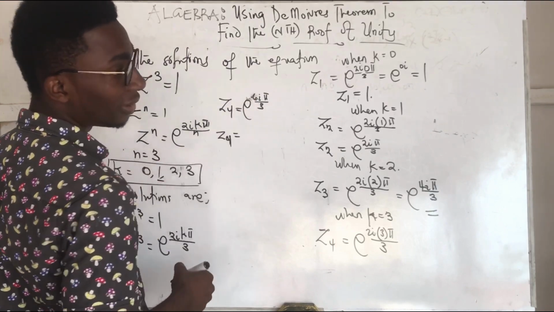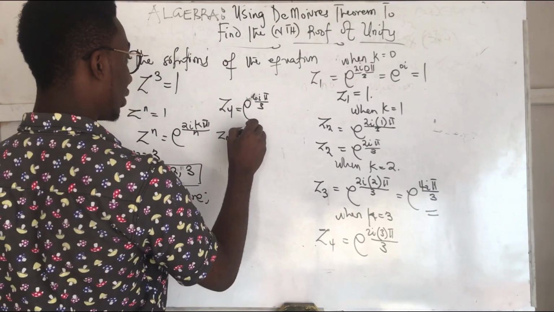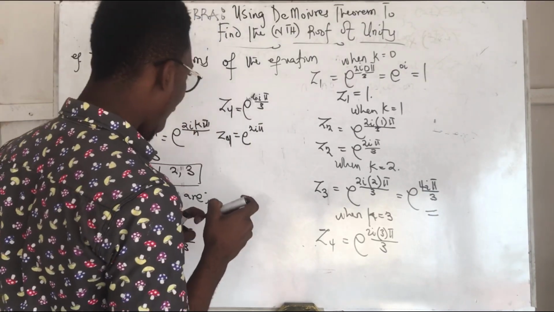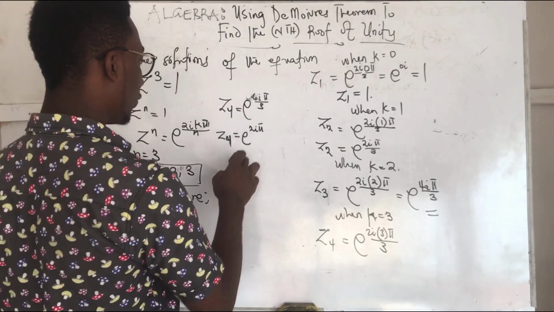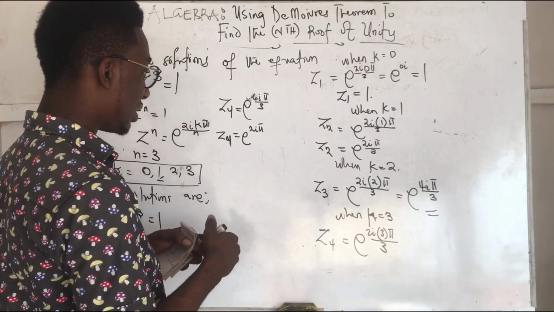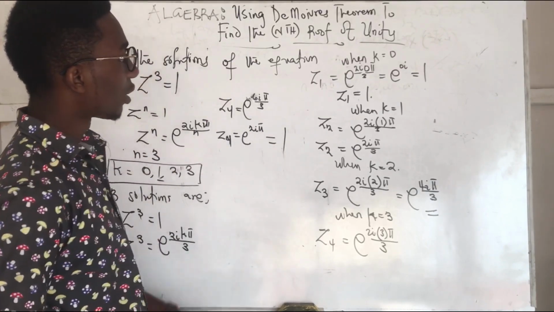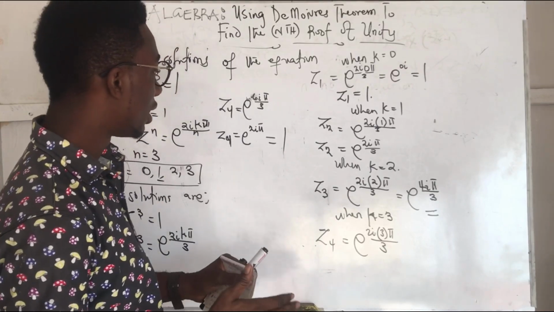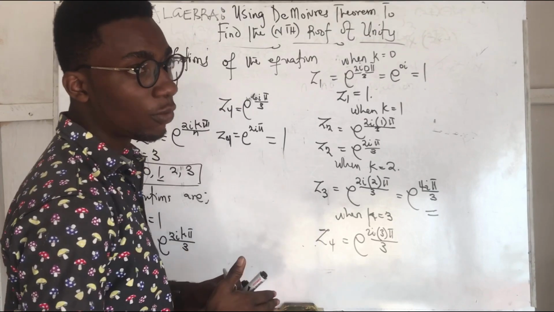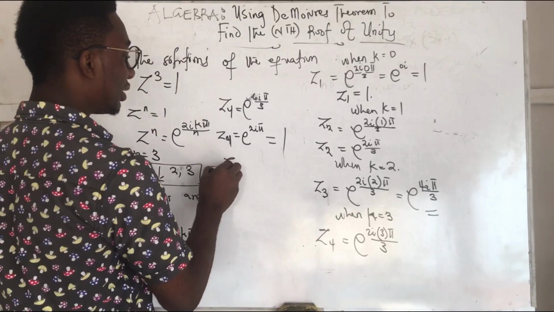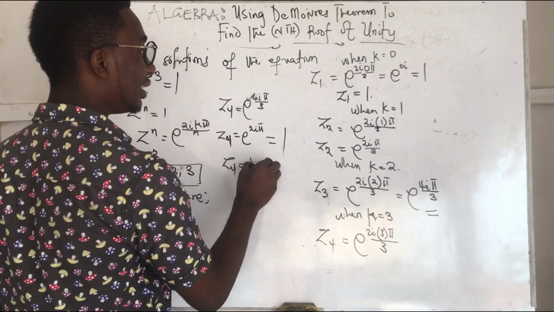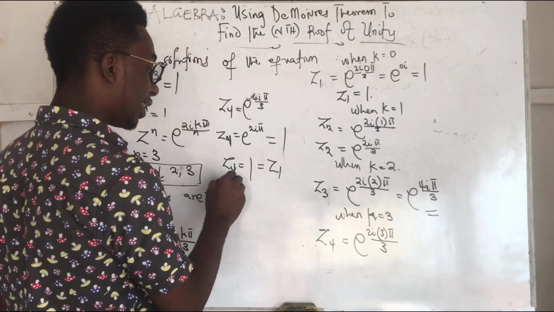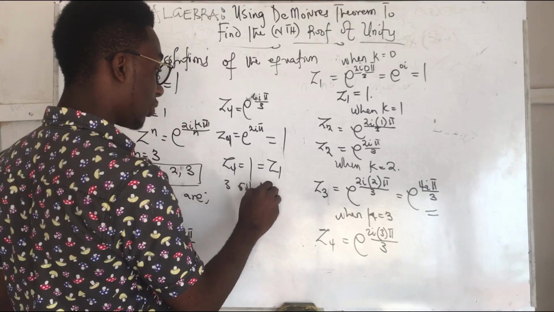3 goes into 6 two times, so that gives e to the power of 2iπ. Now e to the power of 2iπ is the same as 1. So that means z4, which is equal to 1, is the same as our z1. So we have only 3 solutions.